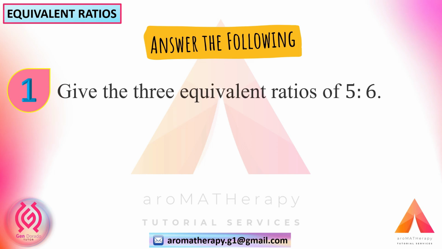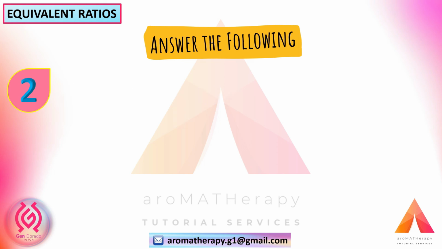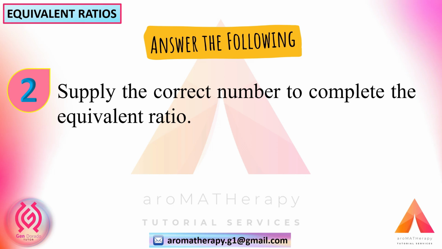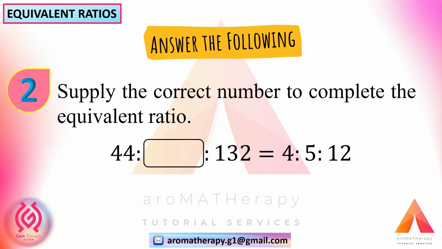Question number 1. Give the 3 equivalent ratios of 5:6. Question number 2. Supply the correct number to complete the equivalent ratio. 44 is to blank is to 132 is equal to 4 is to 5 is to 12.